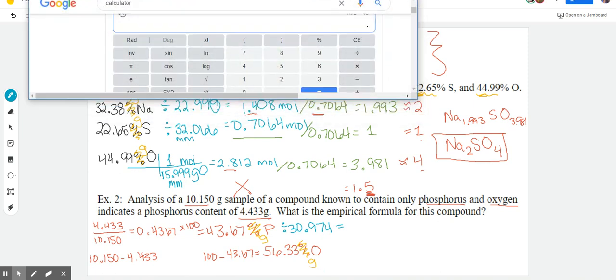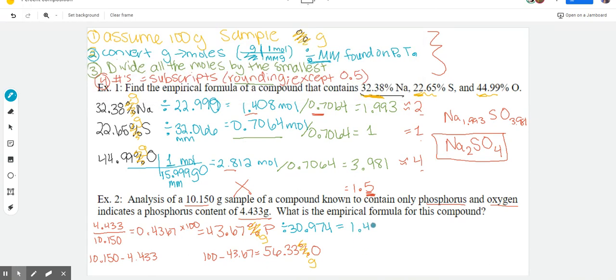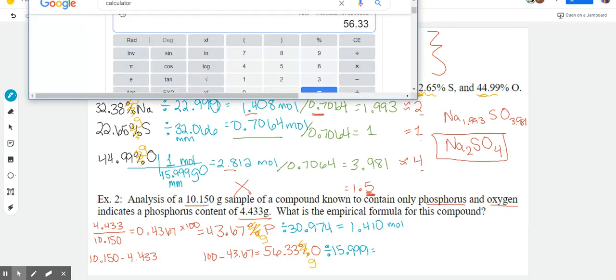So 43.67 divided by 30.974 gives me 1.4098, which we would round up to be 1.410 moles. We would do the same here. So we have oxygen, we know is 15.999. So we would end up with 56.33 divided by 15.999. We would have our 3.521.